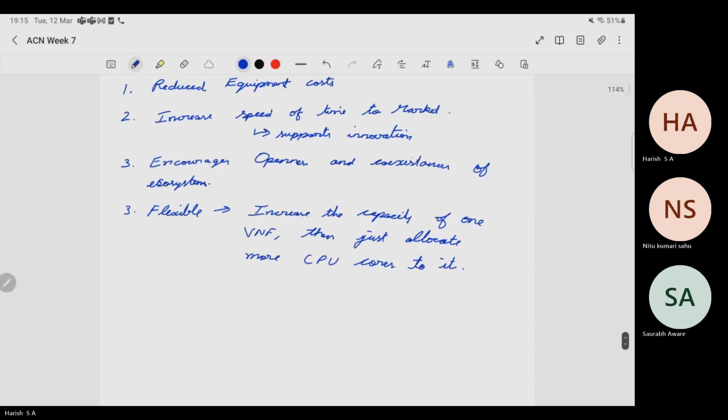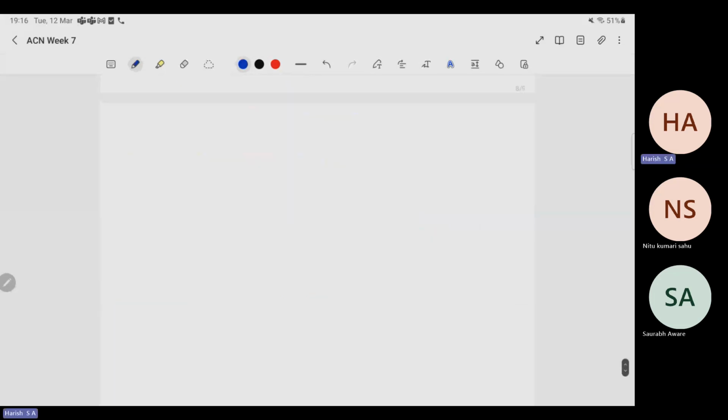Essentially, you can scale your network function. Right? And of course, it also increases operational efficiency. Okay. Now I think too much of theory. Let's move on to the questions.